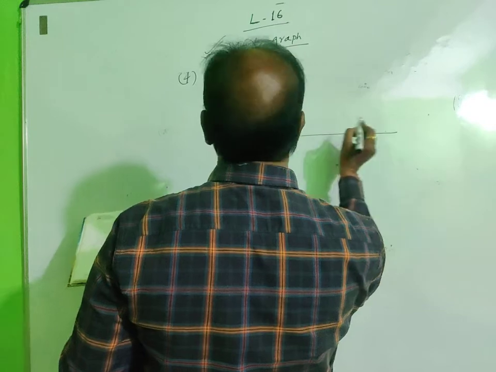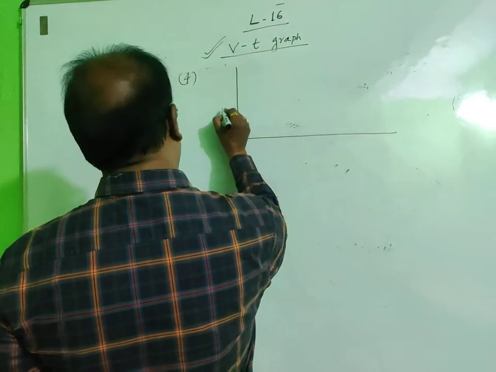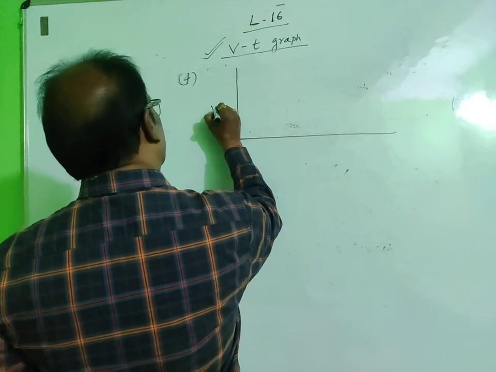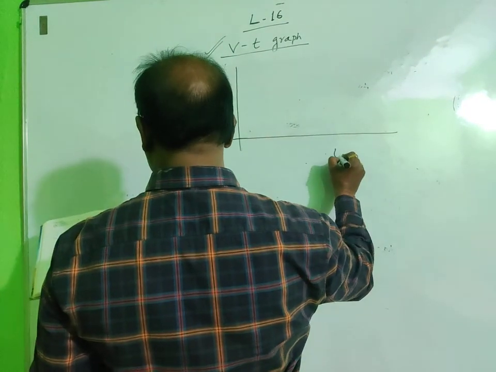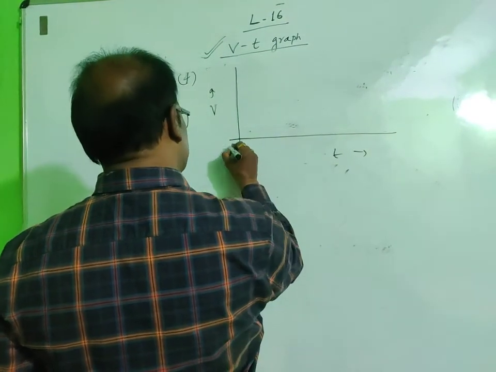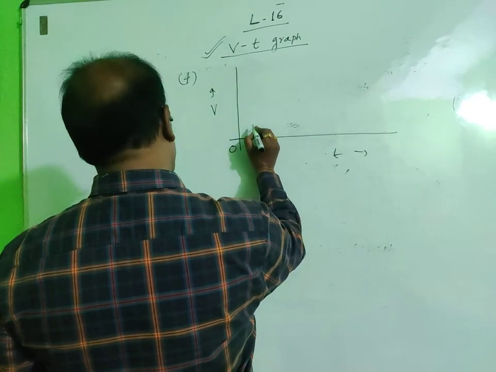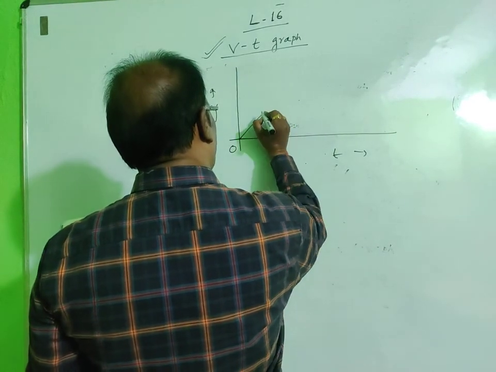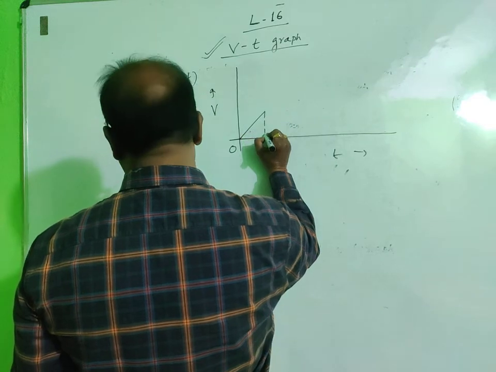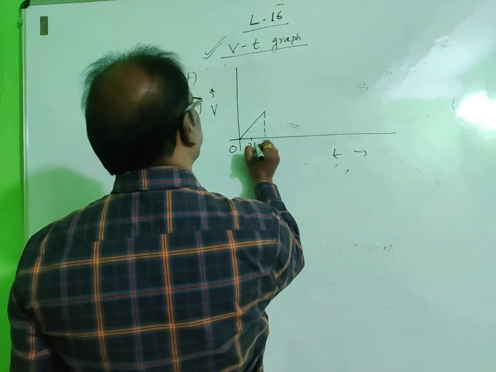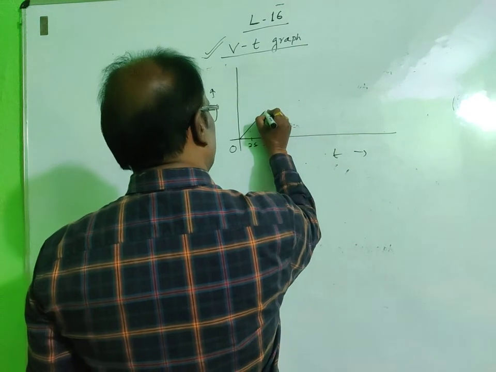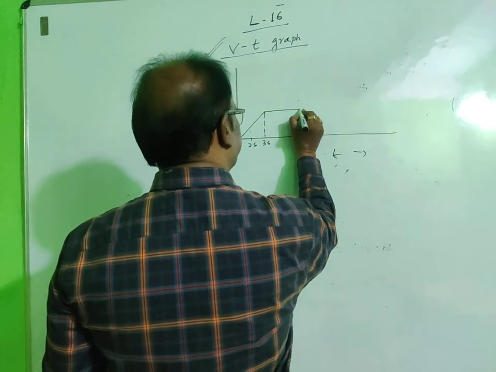Graph is given like this. This is the VT graph, velocity-time graph. This is 0, velocity is 0, time is 0, a straight line. This time is 3 seconds, this time is 2 seconds. Then it is parallel to the time axis.